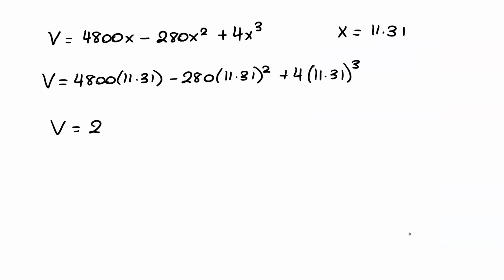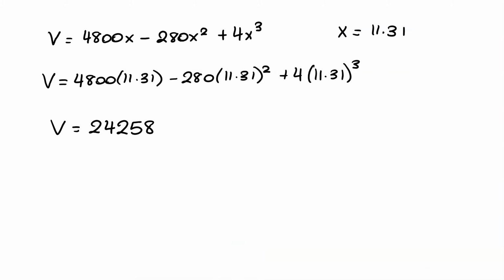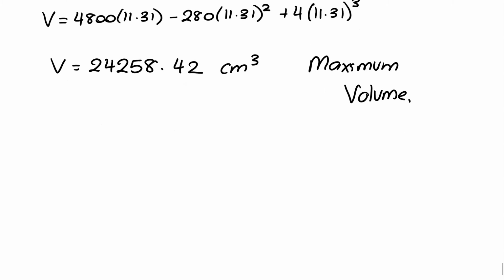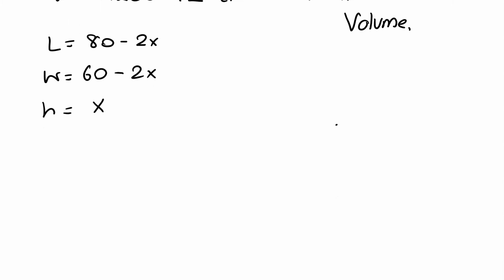So V equals 24,258.42 centimeters cubed, and this is our maximum volume. If you want, you can give the dimensions now. Going back to what your length, width, and height were, we had length equals 80 minus 2x, width was 60 minus 2x, and height equals x. We can find out what our dimensions were by substituting it in.